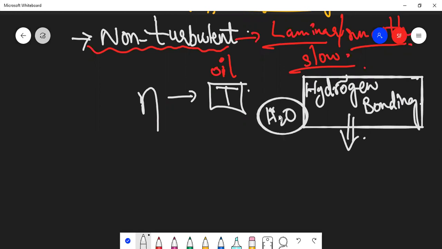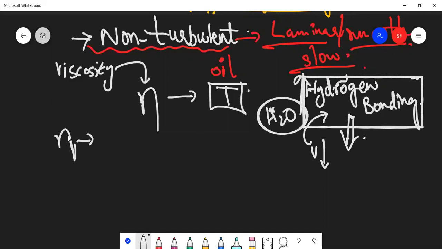If you provide heat to the water, the hydrogen bonds will start breaking, and if they start breaking, viscosity will decrease because viscosity is high because of the high hydrogen bonds. So viscosity is actually temperature dependent. This coefficient of viscosity also changes with temperature. If the viscosity changes, that means either you've changed the fluid or you've changed its temperature. Either of these two possibilities will be there.